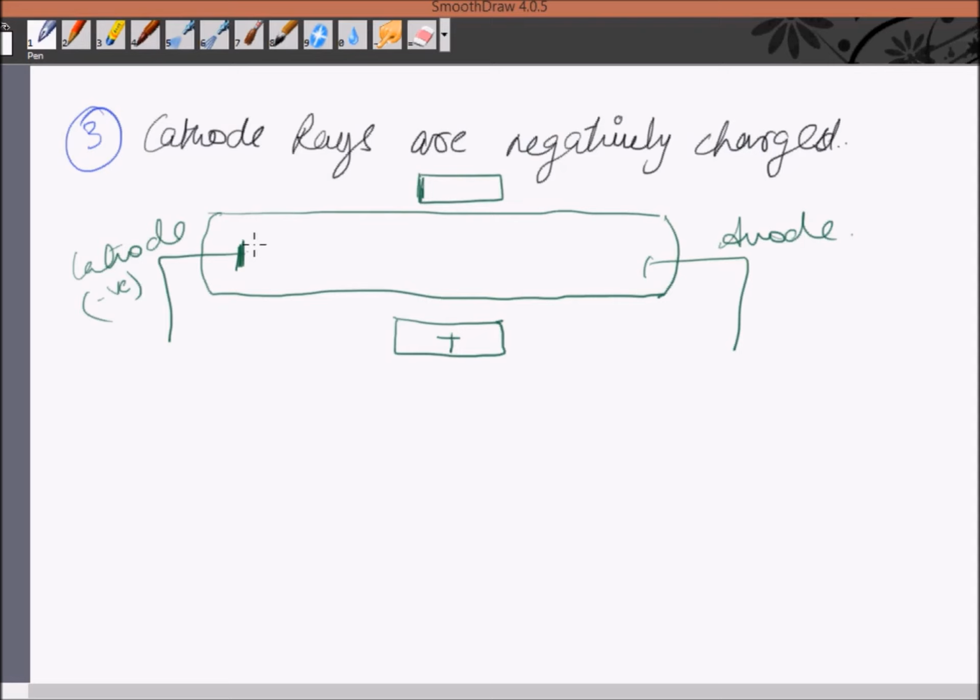So what happens? As we know, the cathode ray goes from the negative to the positive electrode, as we have seen in the first property. It travels in a straight line. Why? Because the anode is just opposite to the cathode electrode. So if we keep an external electric field with the positive end here and the negative end here, what happens to the cathode rays? These are the cathode rays.